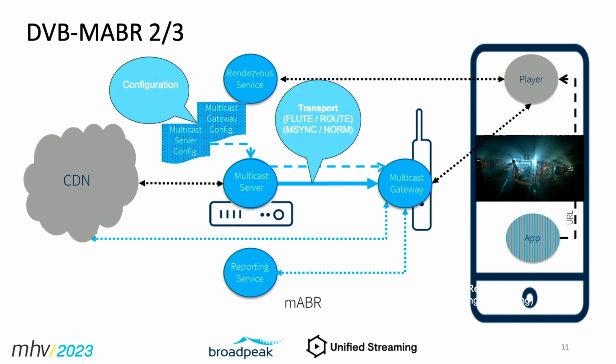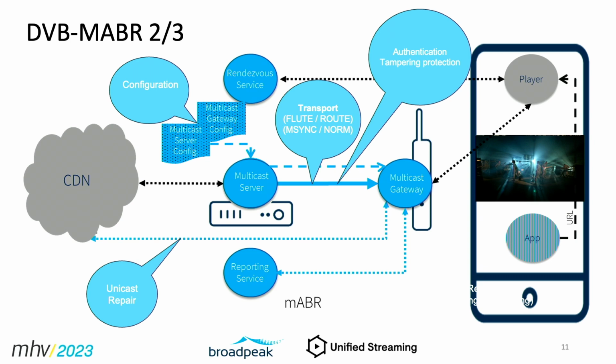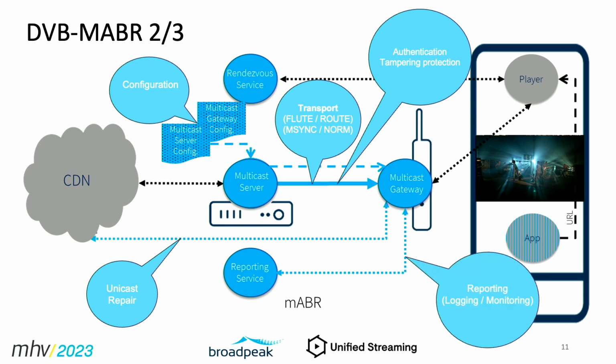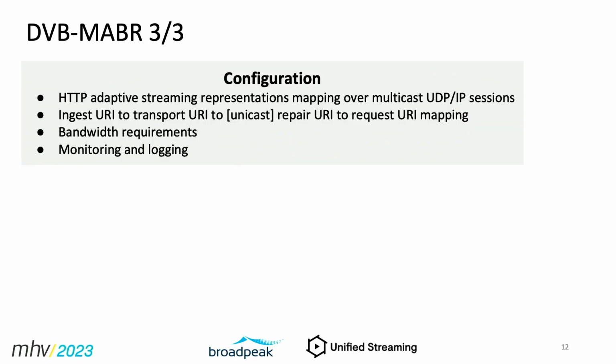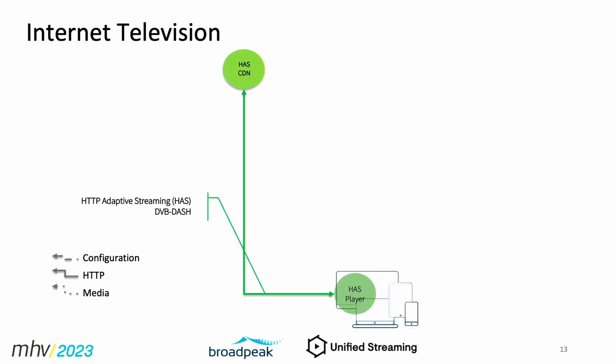The transport itself is done thanks to a multicast transport protocol like FLUTE, ROUTE, mSync, and NORM. There are several because we have to consider the regional markets and what exists in terms of transport protocol. There is also a specification about authentication and tampering protection. We have mechanisms to repair the missing packets. And there is a quite comprehensive reporting solution where we describe the metrics and the protocols to report the statistics. And that's it. I'm going to skip this.